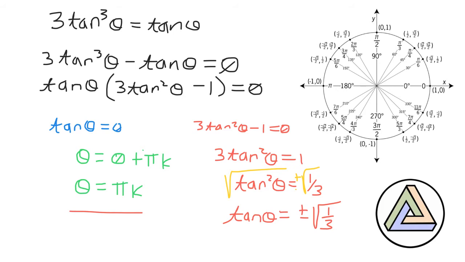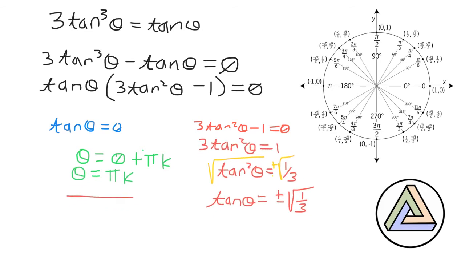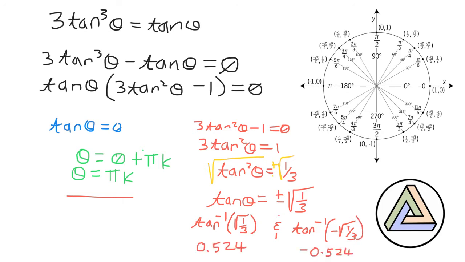So in the calculator, I could treat these separately and investigate one at a time. We could say arctan of radical 1/3, and we could also investigate the arctan of negative radical 1/3 and see what happens there. So I'm going to calculate that right now. Okay, so I calculated it, and I ended up with 0.524 for this one and negative 0.524 for this one.